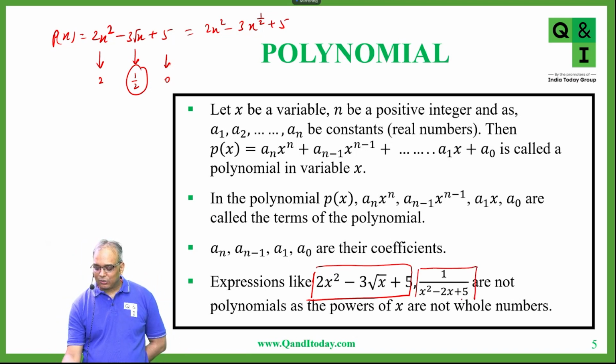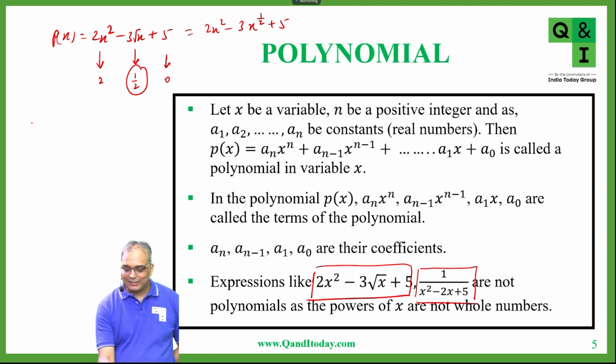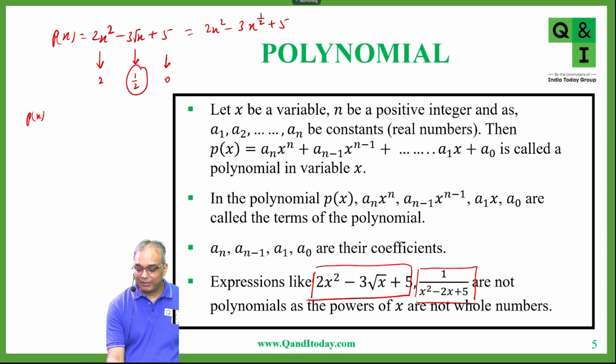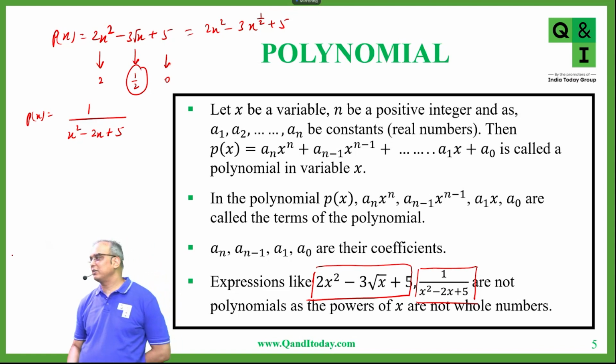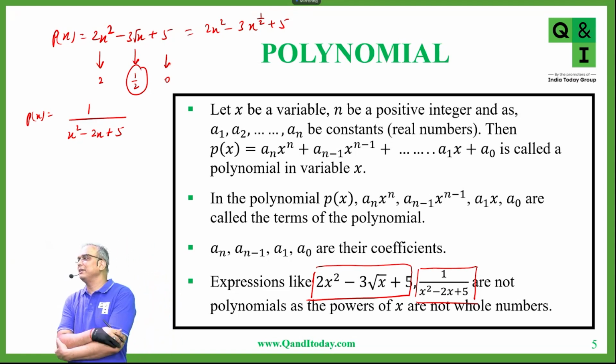Now, an expression like this also is not a polynomial. Why is this not a polynomial? The second example, p(x) is equal to 1 by x square minus 2x plus 5. Why is it not a polynomial? Can someone tell me? Yes, Anay.